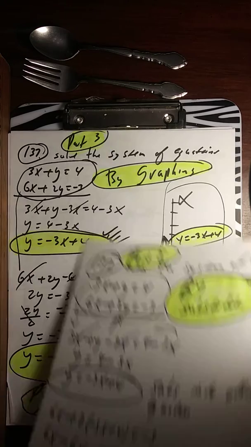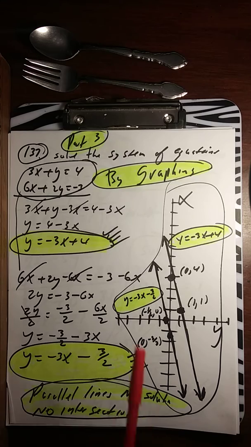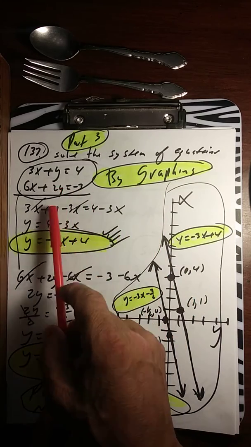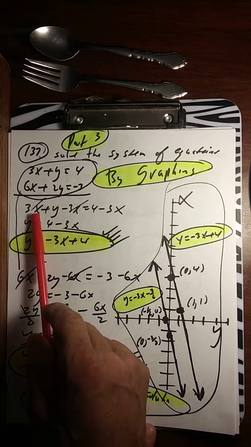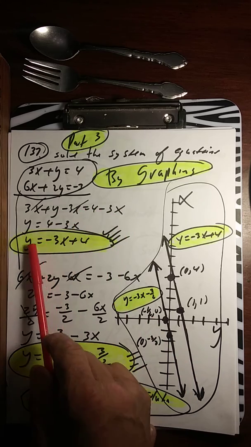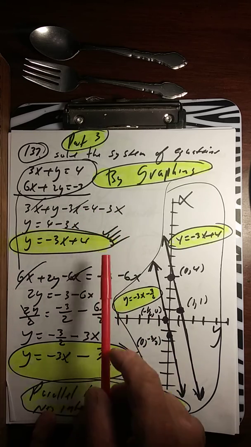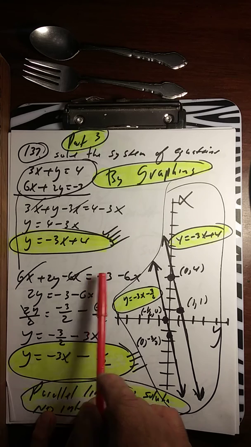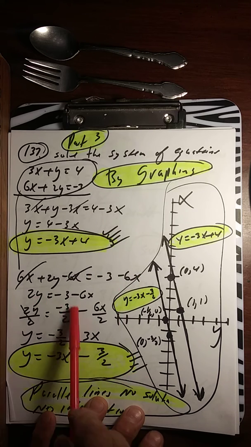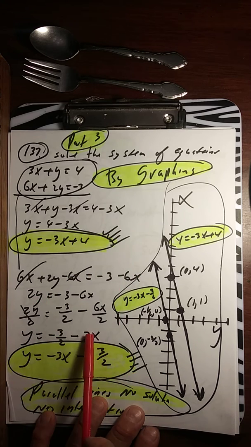No solution for this. Alright, so this is an equation by graphing. So let's solve this for y. So we're going to go minus 3x, y equals this. Y equals negative 3x plus 4. The other one, this one, is minus 6x, divided by 2, y equals negative 3 halves x, or y equals negative 3 halves x minus 3 halves.